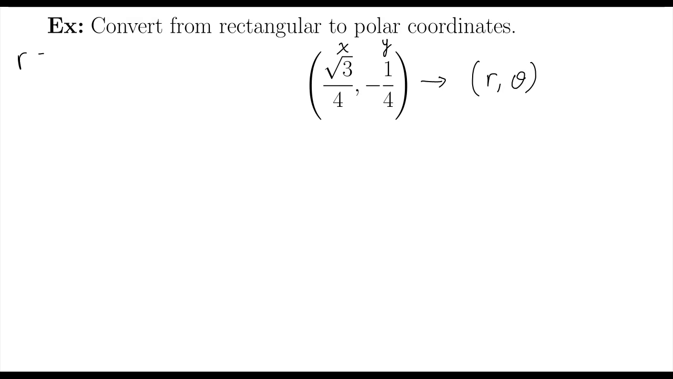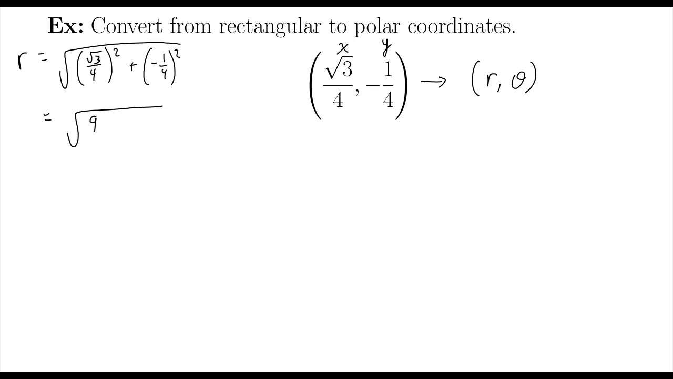R is the square root of x, which is the square root of 3 over 4 squared, plus the y, which is negative 1/4 squared. The square root of 3 squared is 3, so 3 squared is 9. Nope. Square root of 3 squared is 3. 4 squared is 16. Negative 1/4 squared is 1 over 16.